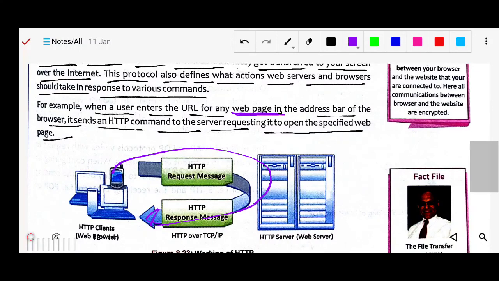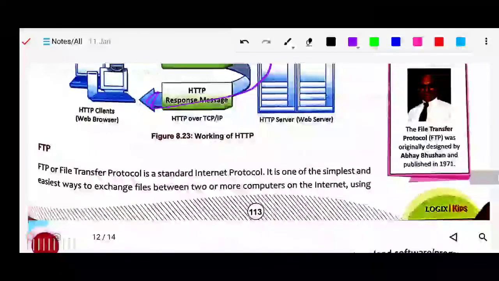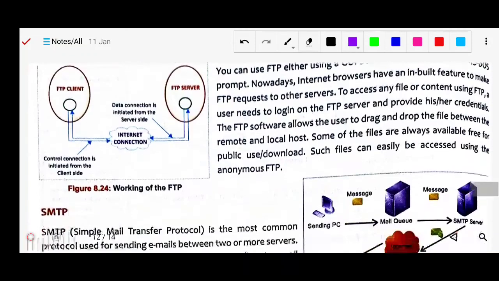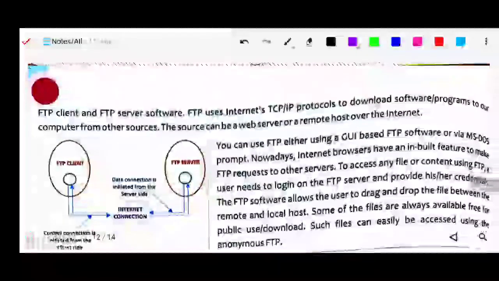Okay, so now this file transfer protocol was originally designed by Abhay Bhushan. Who designed it? Abhay Bhushan, published in 1971. Okay, now the next type of protocol is FTP. File transfer protocol is a standard internet protocol. It is one of the simplest and easiest ways to exchange files between two or more computers on the internet using file transfer protocol server software.